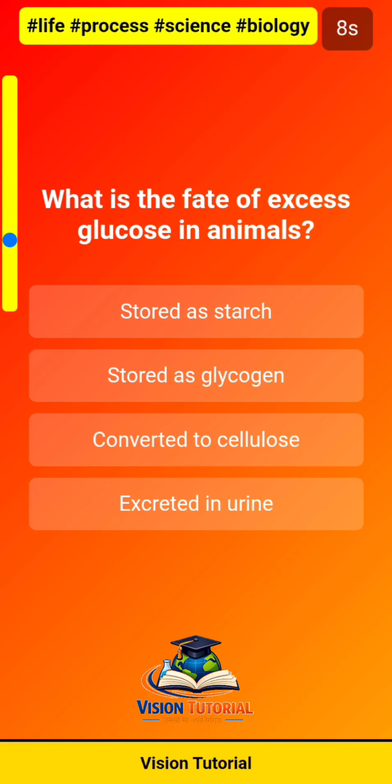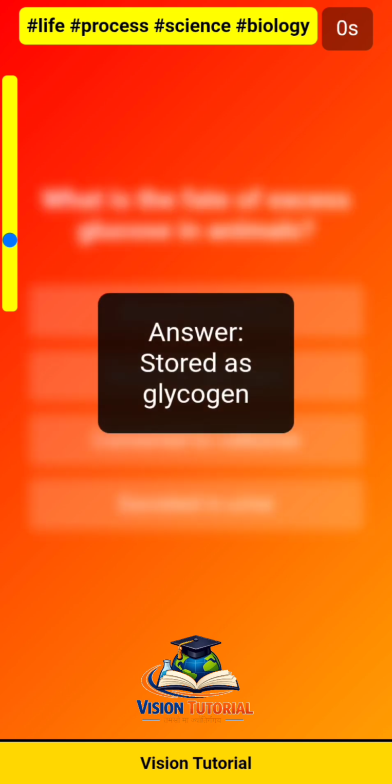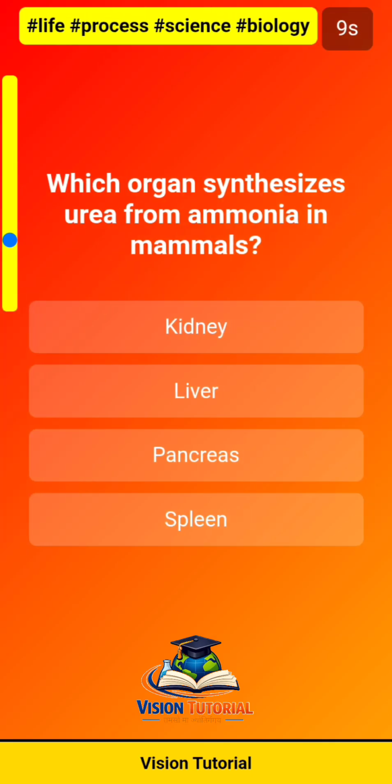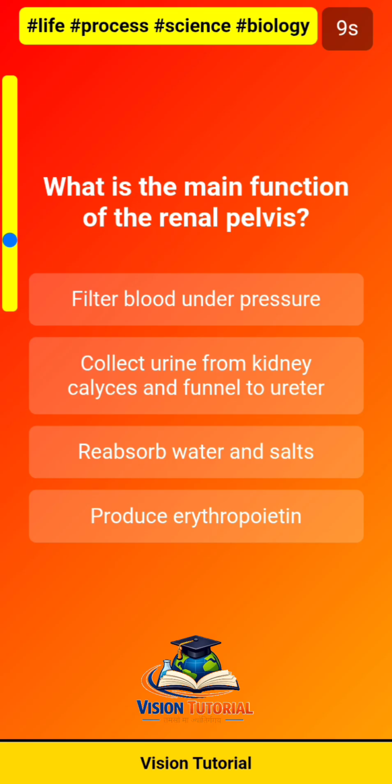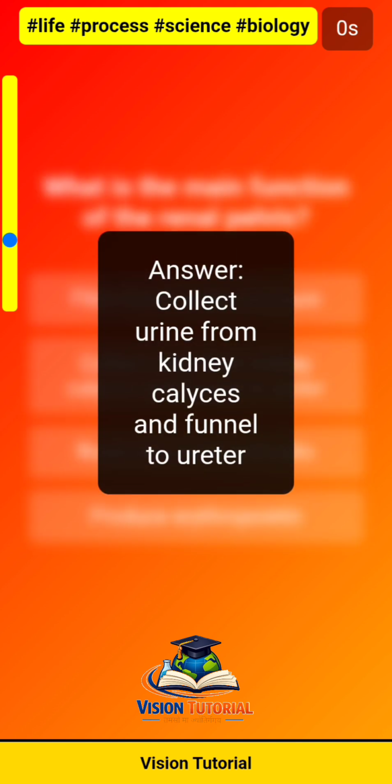The question is, what is the fate of excess glucose in animals? Answer: stored as glycogen. The question is, which organ synthesizes urea from ammonia in mammals? Answer: liver. The question is, what is the main function of the renal pelvis? Answer: collect urine from kidney calyces and funnel to ureter.